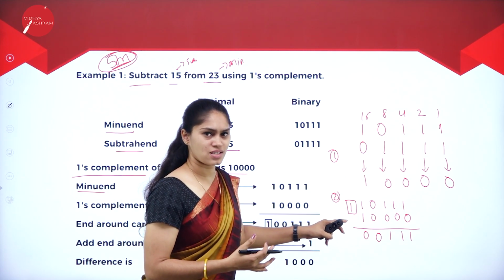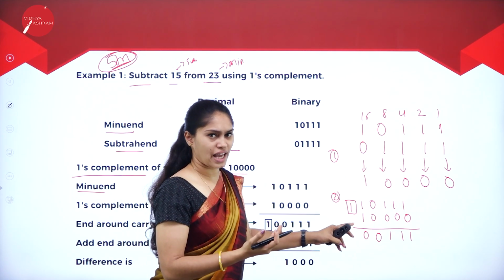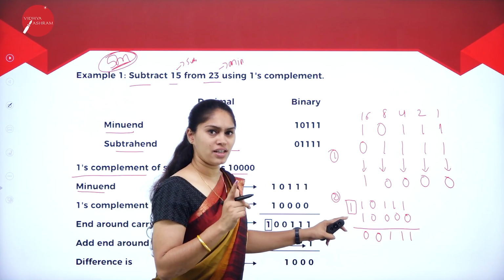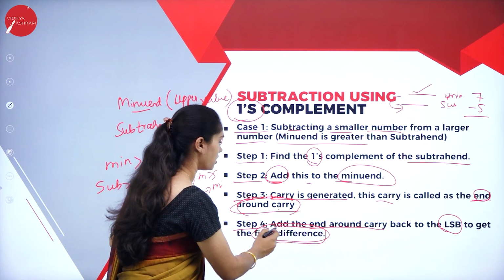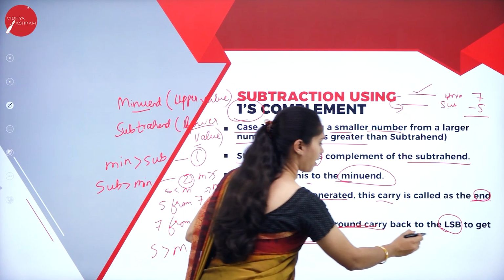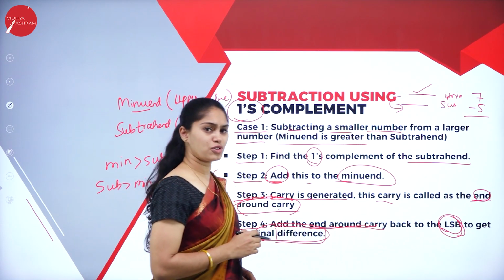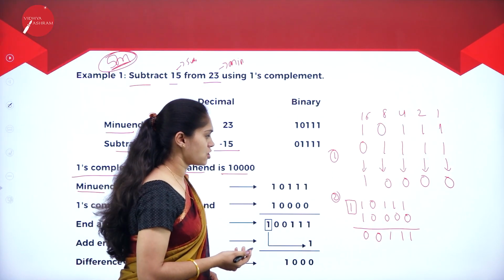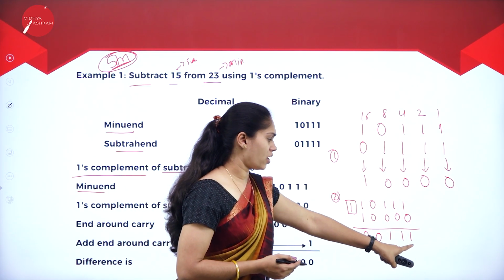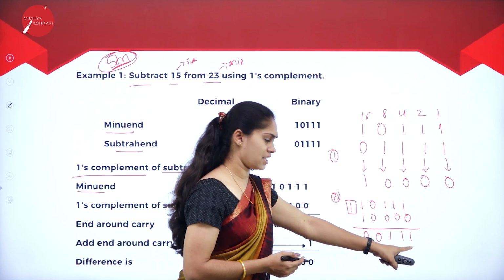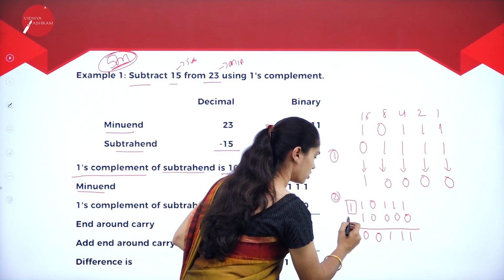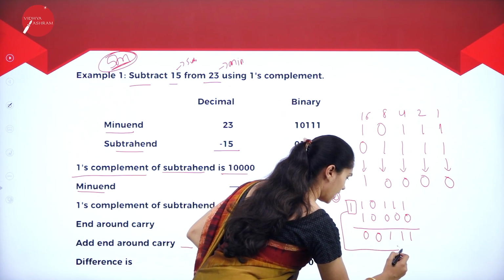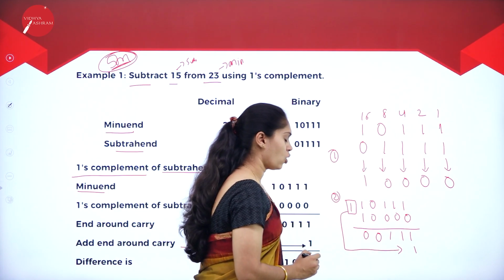Then where should I put this 1 or any carry? Here I got 1 as a carry. So add the end around carry back to the LSB. Which is the LSB here? That is the rightmost digit. I have to add this 1 in the place of this LSB, so now it becomes 1.